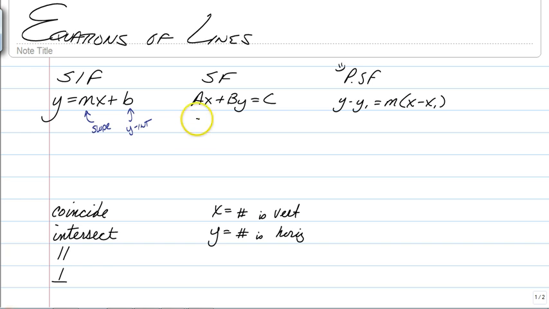Now, basically, the rules are you're not allowed to have any fractions or decimals when you are in standard form, and A is always positive.